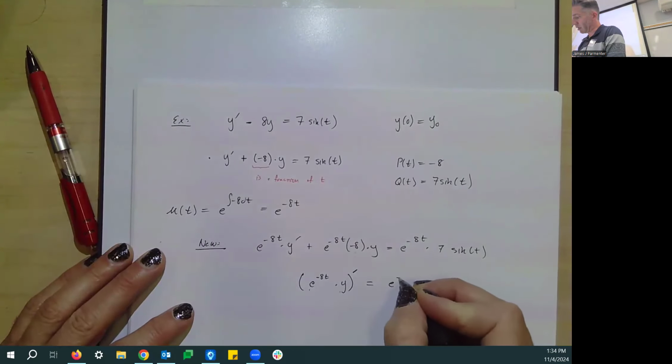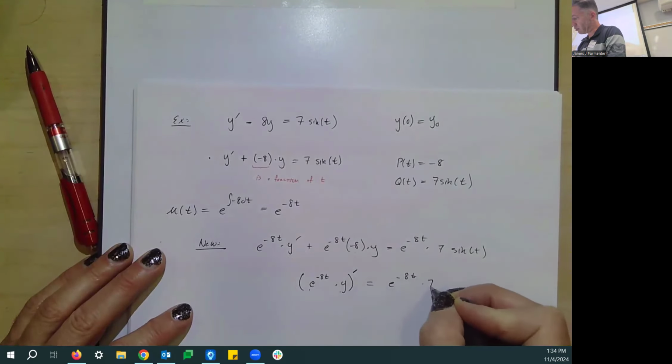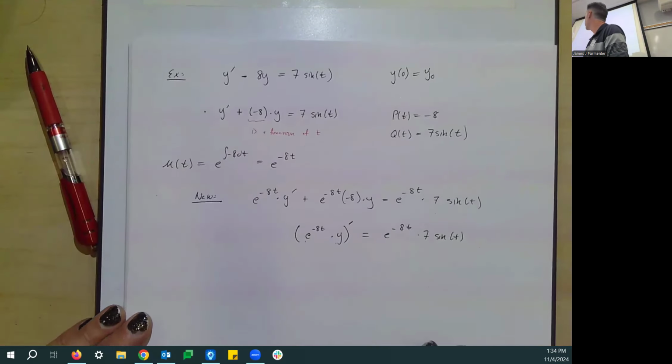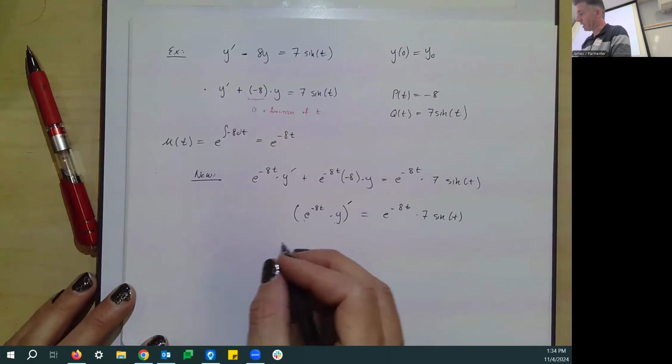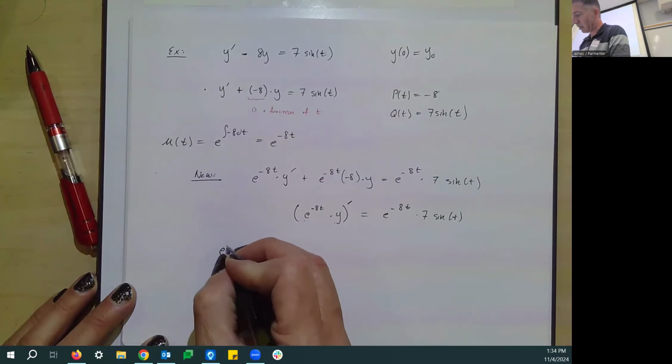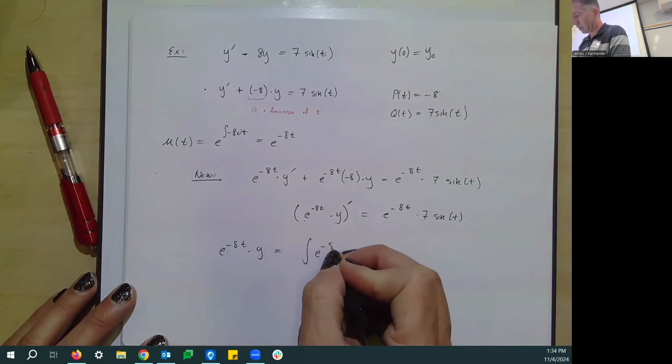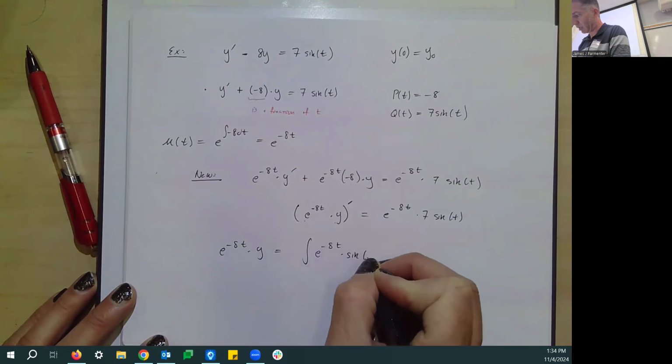And here's where it's going to get painful. Yeah, I remember this problem. It's not my favorite, but it's also totally fine. So just integrating both sides, we're going to get e to the -8t times y equal to the integral of e to the -8t times sine of t. I'm going to bring that 7 out in front.